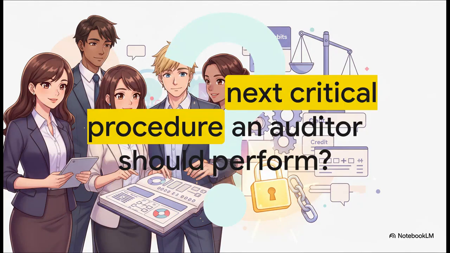And I'll leave you with one final question to chew on. After an auditor has looked at the trial balance and confirmed, yup, it's arithmetically in balance, what's the next critical procedure they should perform? Think about it.